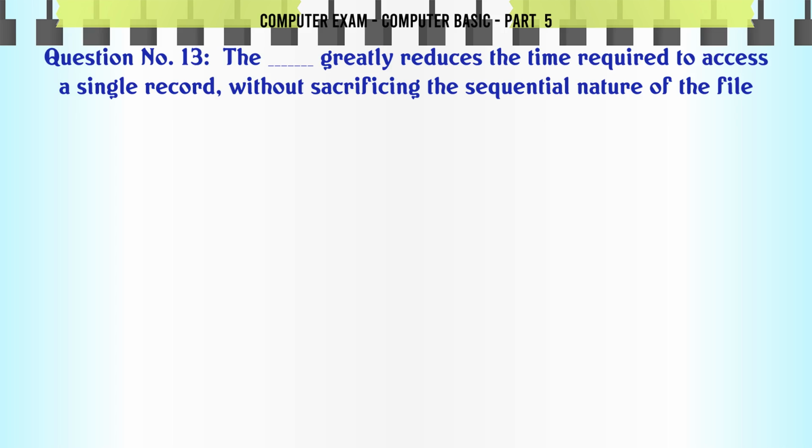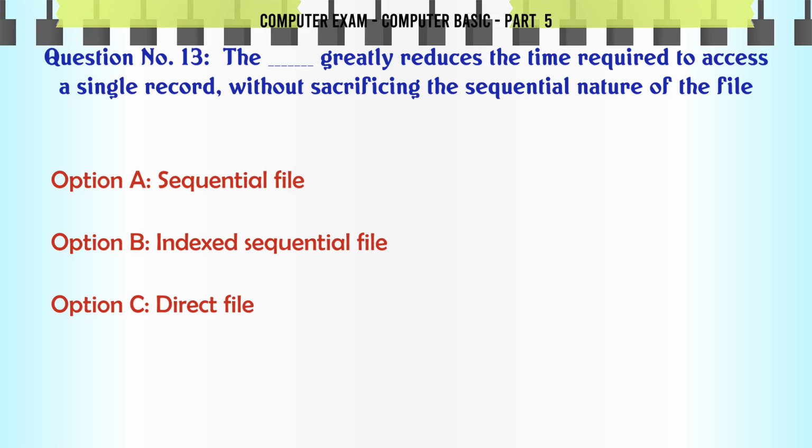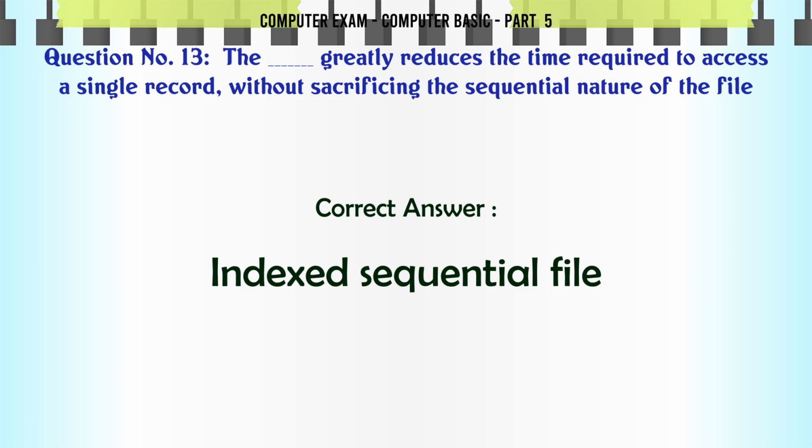The dash greatly reduces the time required to access a single record, without sacrificing the sequential nature of the file. A. Sequential file. B. Indexed sequential file. C. Direct file. D. Relative file. The correct answer is indexed sequential file.